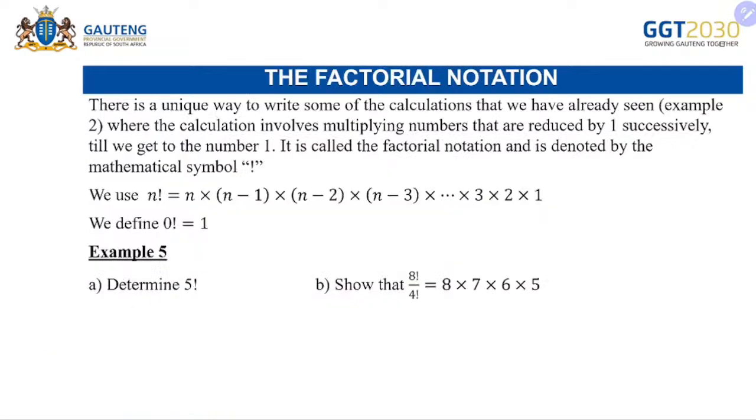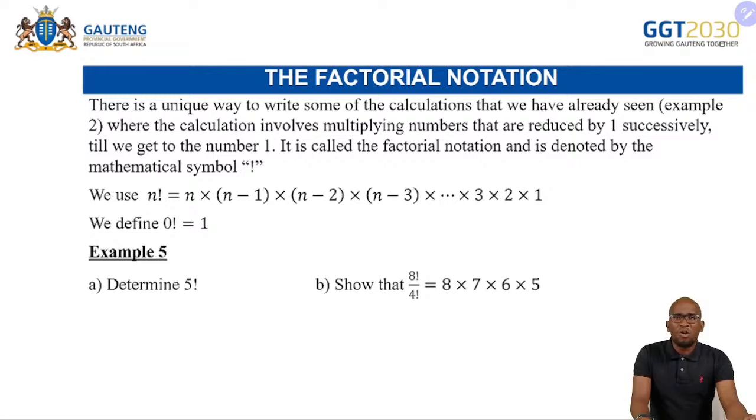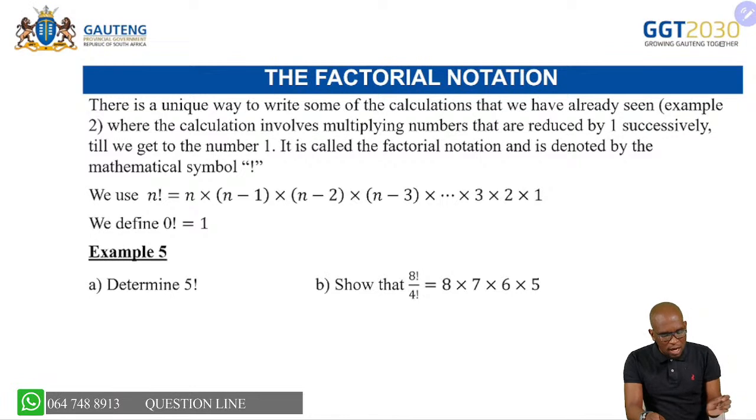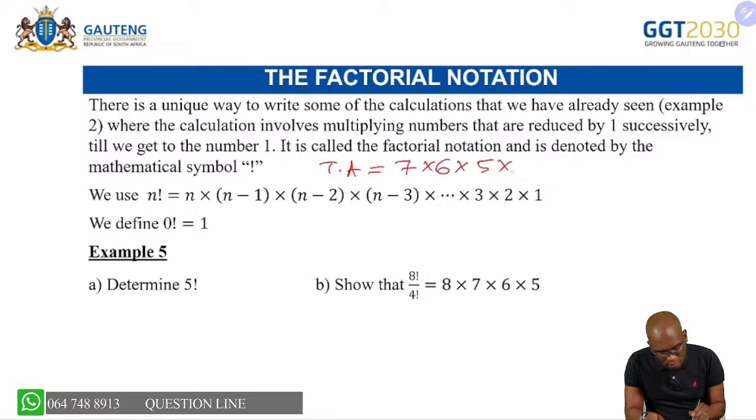Right, moving right along, we now define a unique way of performing some calculations or a unique way of counting in maths, which is called the factorial notation. There is a unique way to write some of the calculations that we've already seen, like for an example, in example 2, where we had 7 netball players, where the calculation involves multiplying numbers that are reduced successively by 1 till we get to the number 1. If you still remember, the total arrangement that we had in example 2 was 7 times 6 times 5 times 4 times 3 times 2 times 1.